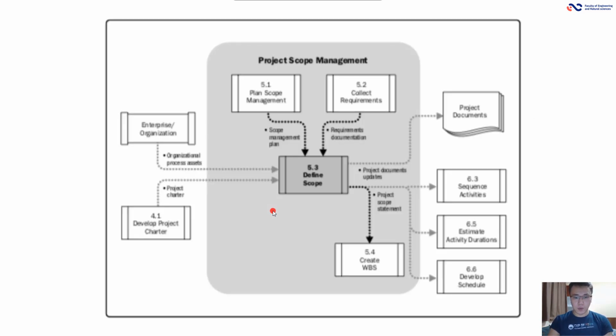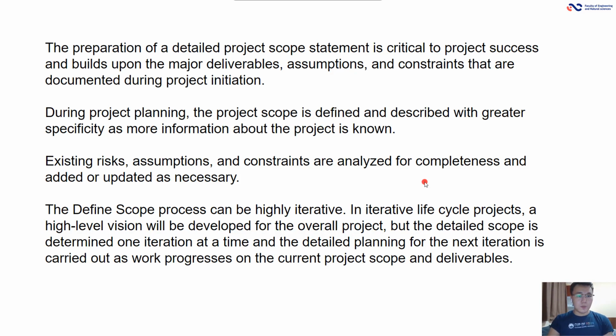Here is the workflow of define scope. After defining scope, you may directly create a WBS, or you can go by the project scope statement to sequence activities, estimate activity durations, and develop the schedule. The preparation of a detailed project scope statement is critical to project success and builds upon the major deliverables, assumptions, and constraints that are documented during project initiation.